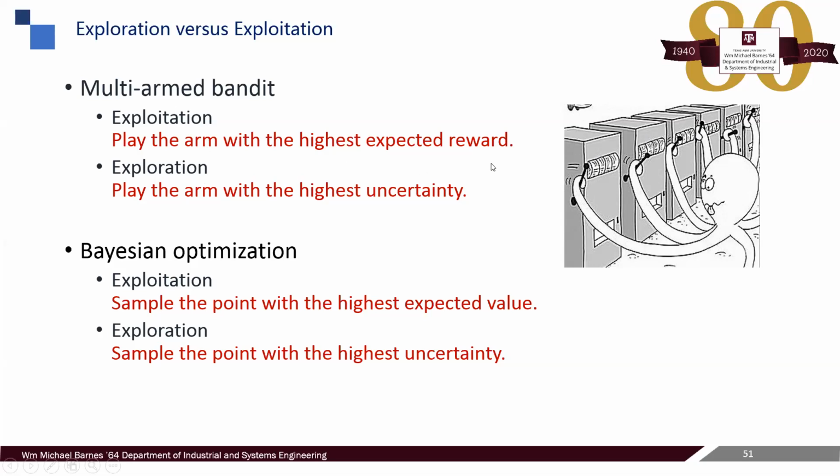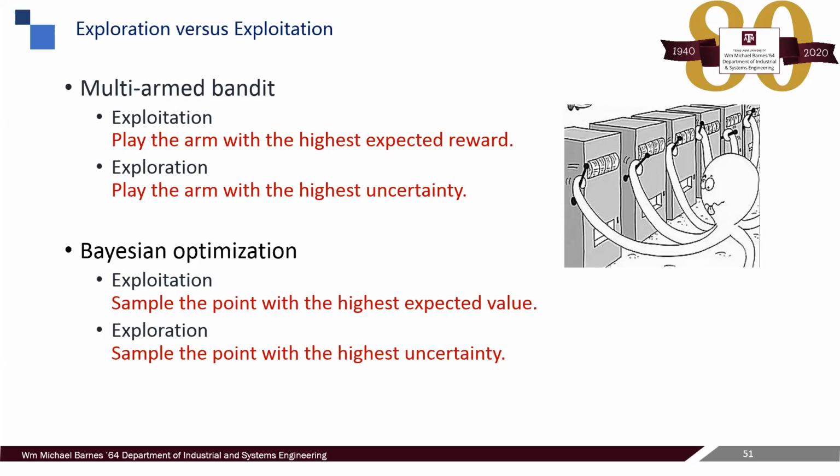In mathematical language, exploitation means that you play the arm with the highest expected reward. Expected reward means that you have a prior, then you update your prior. You get a posterior, and from that posterior, you can take the expectation. And exploration means that you play the arm with the highest uncertainty. It's also about the posterior. Initially, suppose you are using an almost non-informative prior. Then the arm which has never been played has the highest uncertainty. Then I'm going to try that. If I haven't done it yet, why not try it once? So that's for the multi-armed bandit problem.